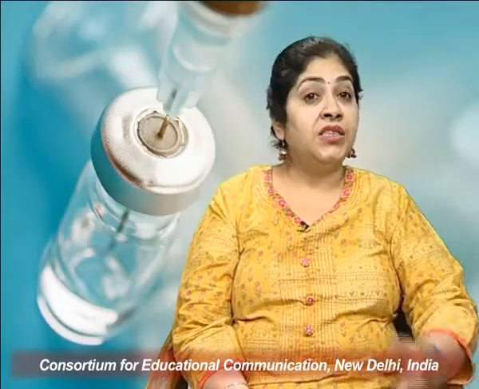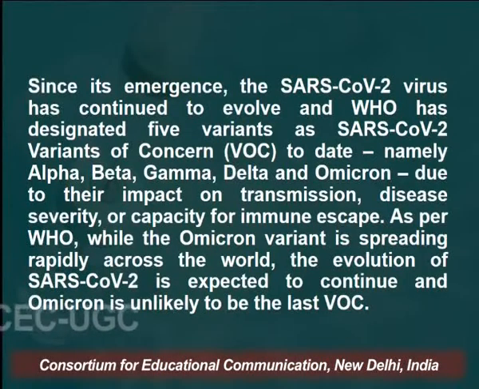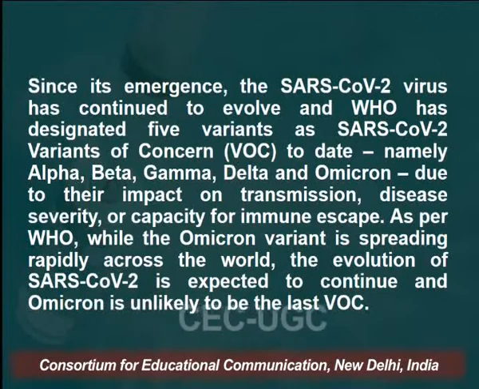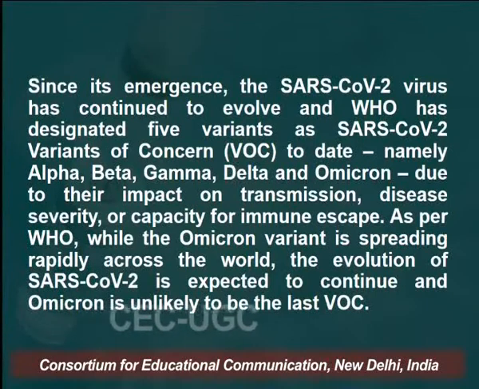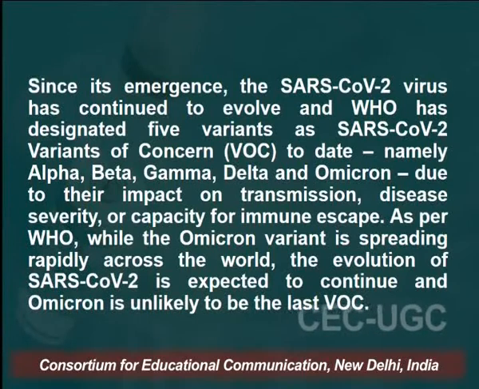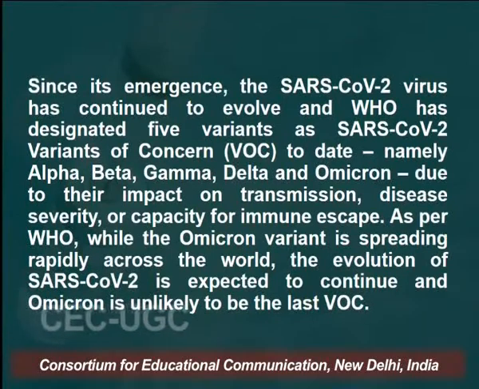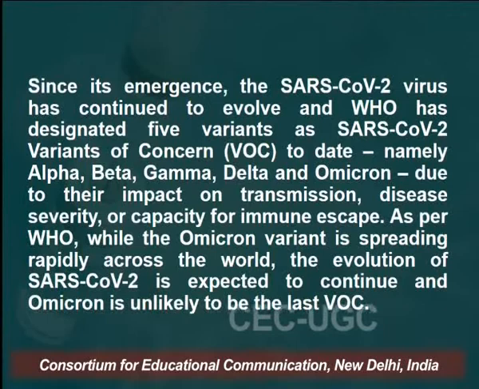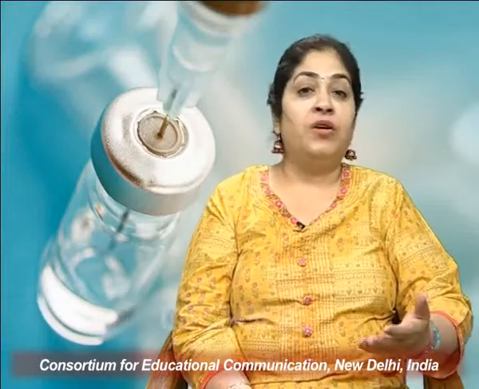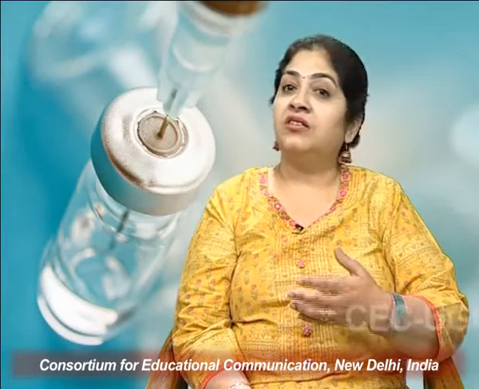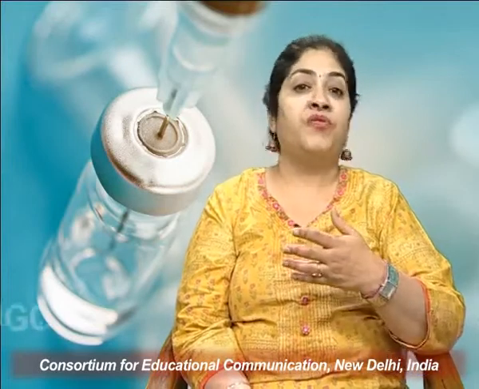Since its emergence, the SARS-CoV-2 virus has continued to evolve, and WHO has designated 5 variants as SARS-CoV-2 variants of concern, that is VOCs, to date, namely alpha, beta, gamma, delta and omicron, due to their impact on transmission, disease severity or capacity for immune escape. As per WHO, while the omicron variant is spreading rapidly across the world, today itself it is rampant in China, Hong Kong, New Zealand, Germany. The evolution of SARS-CoV-2 is definitely expected to continue, and omicron is unlikely to be the last VOC, so we need to be very, very careful.